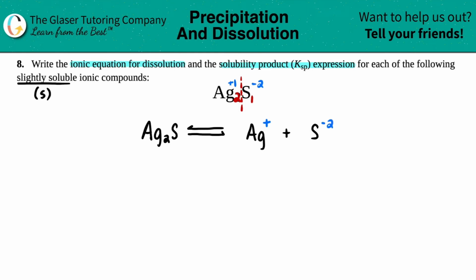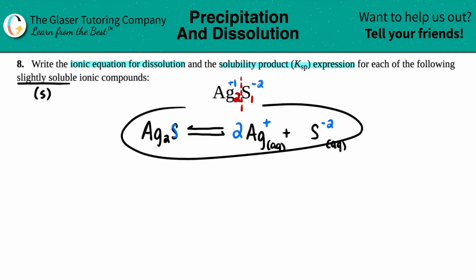Now, we just have to balance. Keep in mind that in my compound, I had 2 silvers. So I have to put a 2 in front of the silver. There was only 1 sulfur, so you could put a 1, but you don't have to. And then, since they are ionic compounds, or ions, they're going to be aqueous. And now we're finished with the first part of writing that ionic equation.